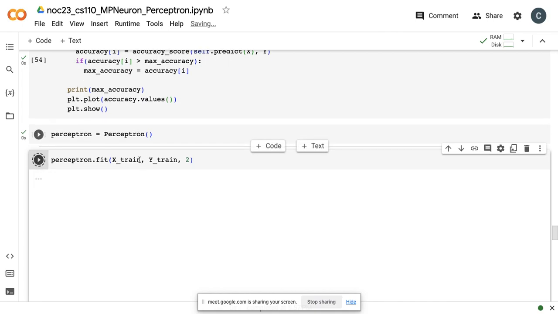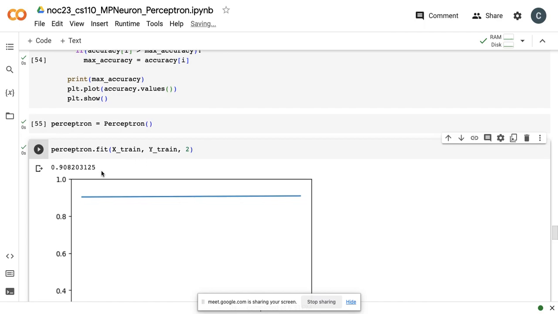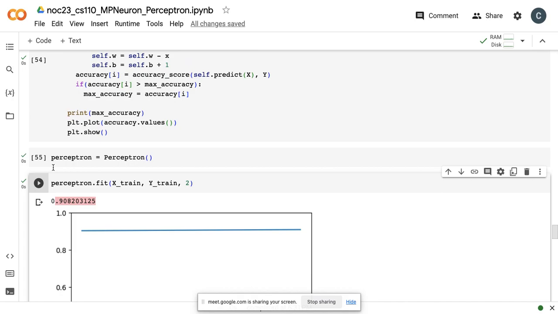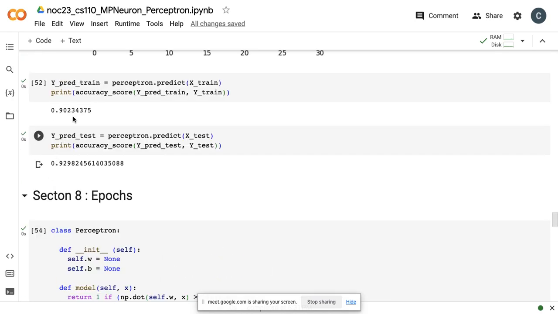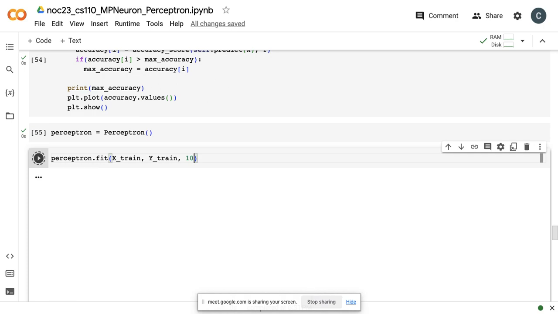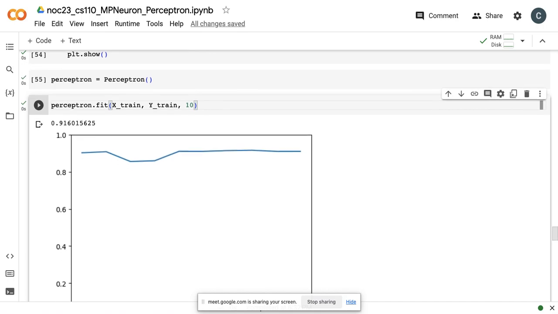So it is running, and let's see. Okay, I am getting a value of 90.8. Earlier it was 90.2, or you can say 0.902. Here it is 0.908. So we have improved our accuracy to a good extent. Now let's see if I do 10 epochs. That means I iterate through the whole training data 10 times. How will it change?